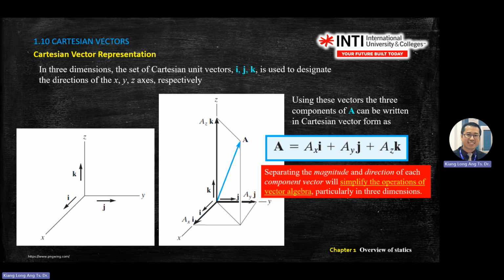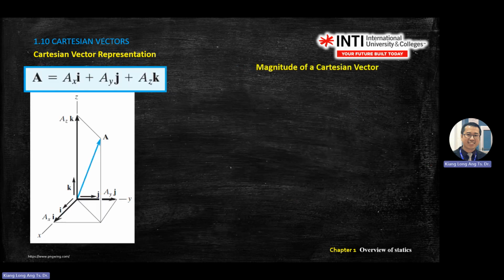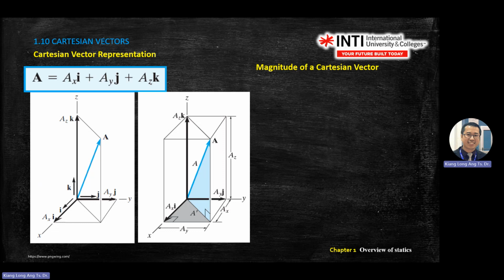The rest you read. Next, because it's a vector, so vector has magnitude and direction. So in three-dimensional, don't use tangent. Tangent only applies in 2D. In 3D, there's a way of solving it. Magnitude also same. You square, square, square.